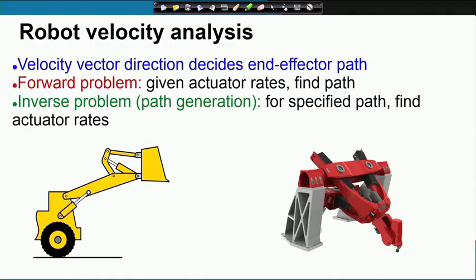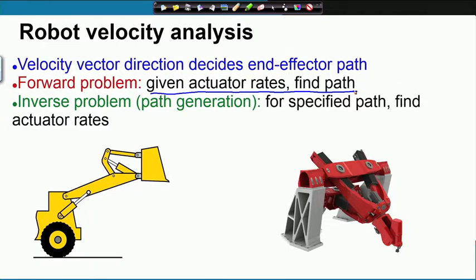As I have mentioned, the velocity analysis problem in the case of robots is also closely related to the path generation problem. Given the actuator rates, or the rates at which the actuators are expanding or rotating, we can find the path that the end effector takes. So, that is the forward problem.